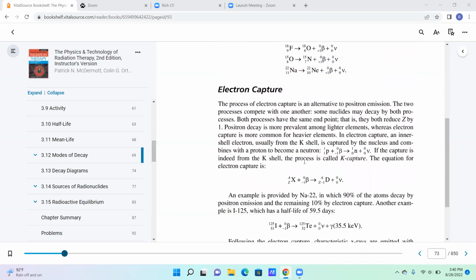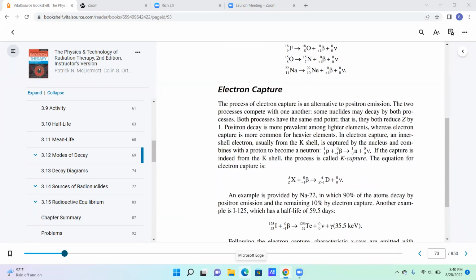Electron capture. The process of electron capture is an alternative to positron emission. The two processes compete with one another. Some nuclides may decay by both. Both processes have the same endpoint; in other words, they reduce the Z by 1. Positron decay is more prevalent among lighter elements, whereas electron capture is more common for the heavier elements.